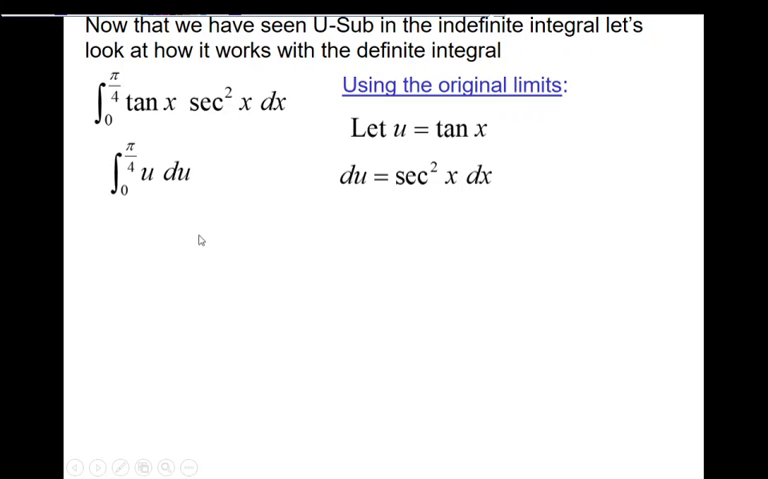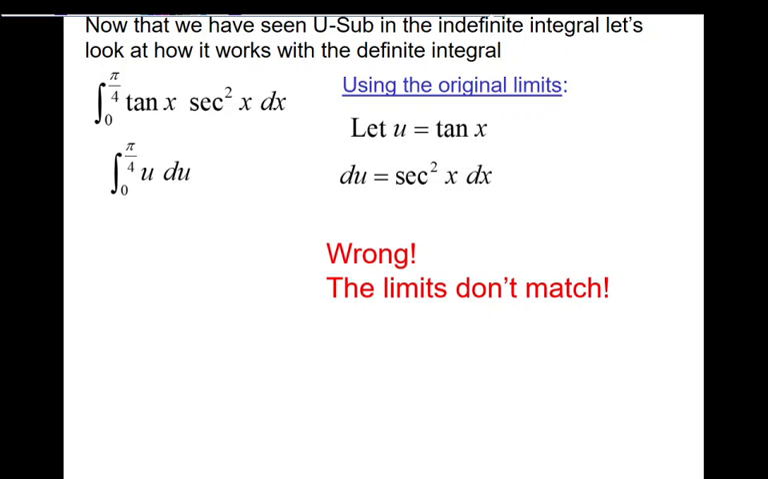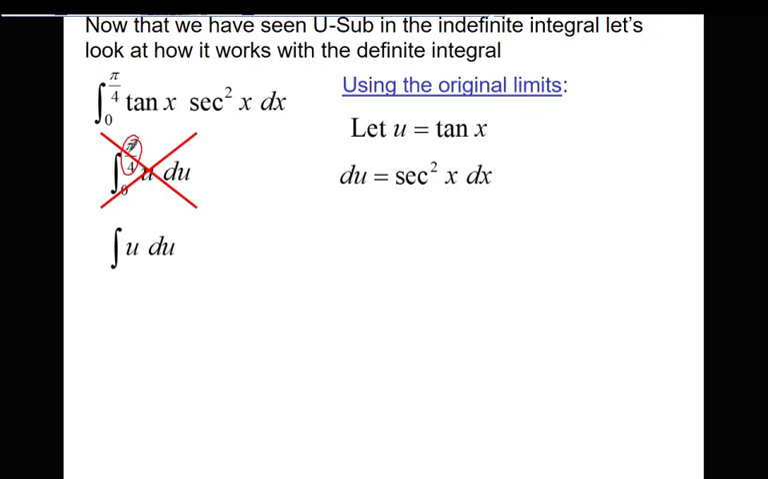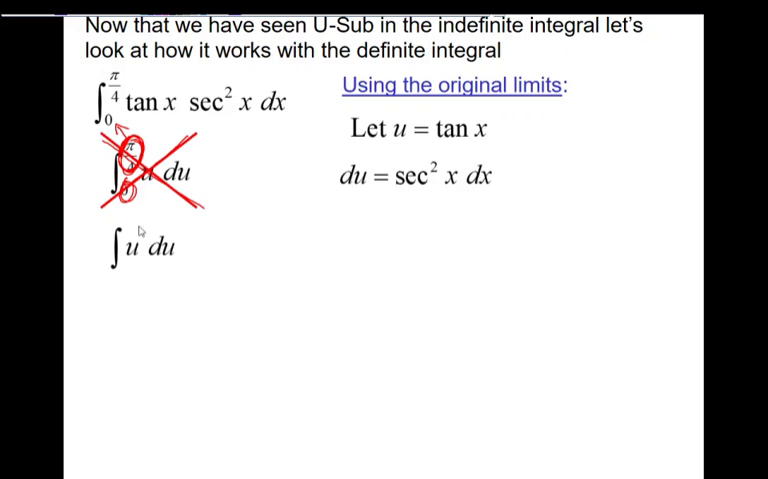First step, substitute in. There's one problem though. These limits don't match, because these limits right here, pi over 4 and 0, are the limits for your x values. As soon as I put pi over 4 and 0 here, this whole thing became wrong, because these are not u values. So I have to first rewrite the integral without my limits. Okay, this is correct. Then I'm going to do my antiderivative. We will substitute the limits back at the end.